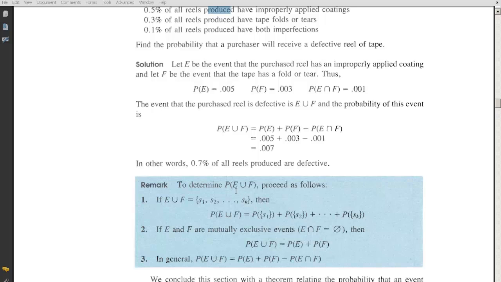So here they remind us that if you're trying to compute P of E union F, one way, if you have the set of sample points, and if you know the probability of each individual sample point, you can calculate P of E union F by summing up the probabilities of each of the sample points individually, like this. In general, if E and F are mutually exclusive and you know the probability of E and the probability of F, then you can do it like this. And in general, if you know the probability of E, the probability of F, and the probability of E and F, you can do it like this.